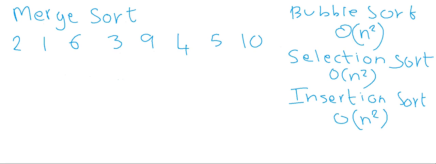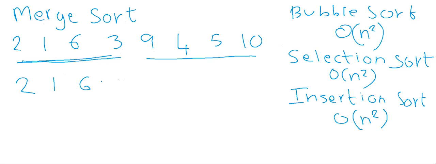So with the merge sort, what we do is we divide the array into the two halves. So that's one half and that's another half. Then what we do is we keep dividing the array into two. So we again divide this first half into another two. So now the array that we have is 1 2 1 6 3. That's the left part. And then we have 9 4 5 and 10.